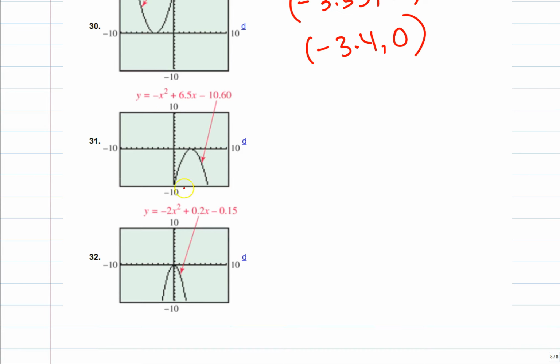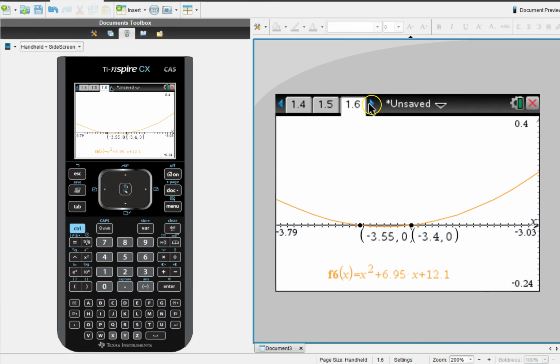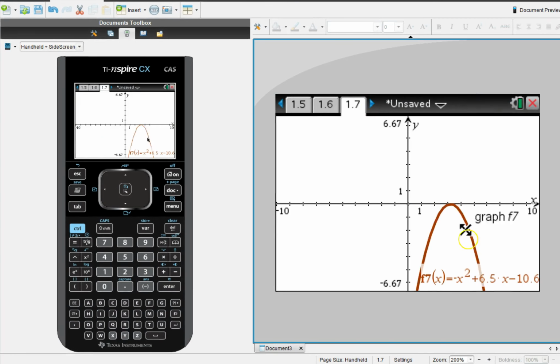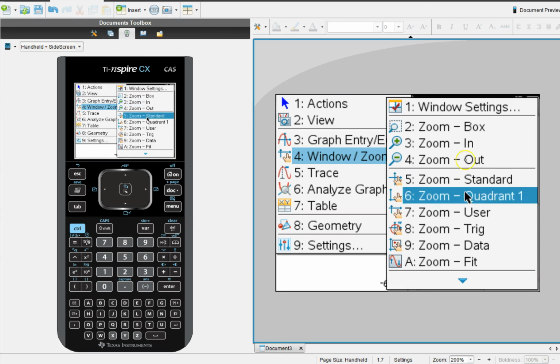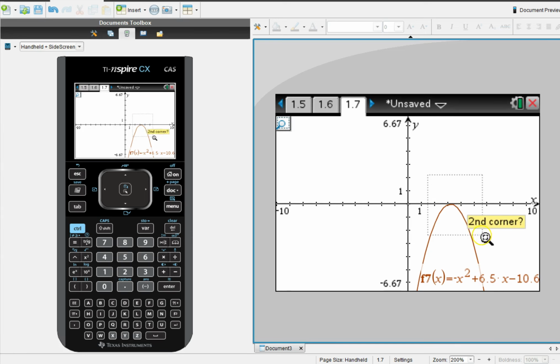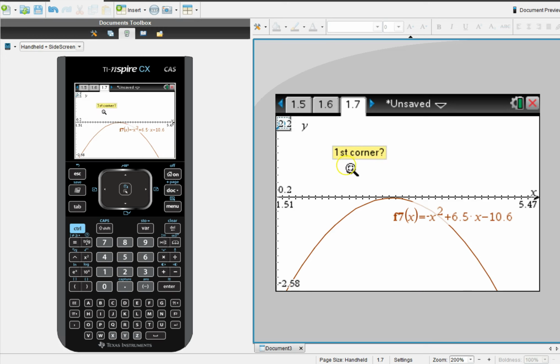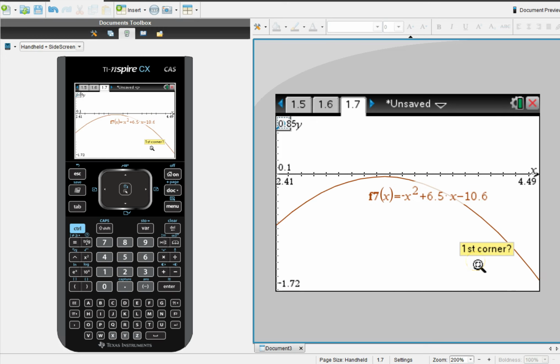This x squared is negative, so it opens downward. Notice it's talking about beginning and ending behavior here. Okay. It looks like it only crosses there once. Well, let's see. Type that in. Almost looks like it doesn't even touch at all. I don't know. Zoom. Box. I'm looking for a zero here. What happened? See, now that I zoom in, it doesn't even look like it crosses there, does it?